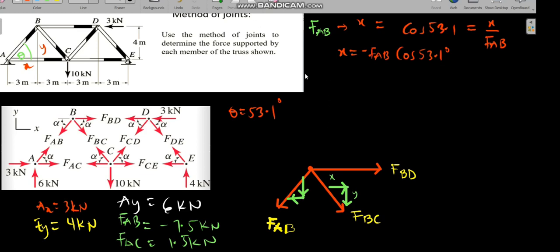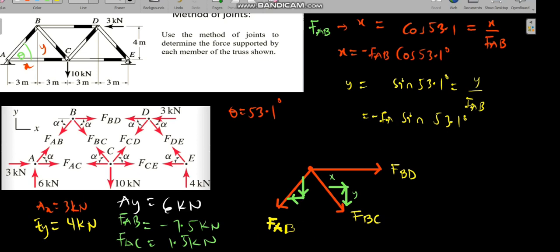So what is the y component? Sine of 53.1 degrees equals opposite over hypotenuse, that is y over FAB. So the y part will be equal to FAB sine of 53.1 degrees. By looking at this, you see that the y part is also moving in the direction opposite the positive y axis, so it also becomes negative. So we've gotten the x and the y component for FAB.